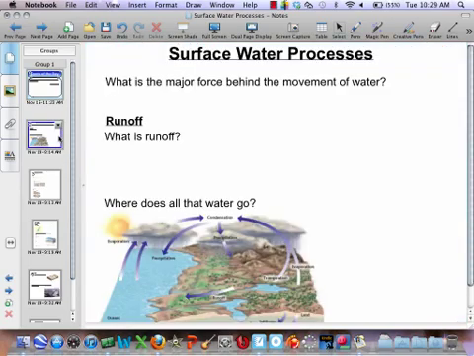One of the things I want to start off with when we think about water is the very first question. What is the major force behind the movement of water? What makes water move? Very simple question. Why does it go downhill? Why can't it go uphill? Gravity. The number one driving force behind all the movement of water is gravity.